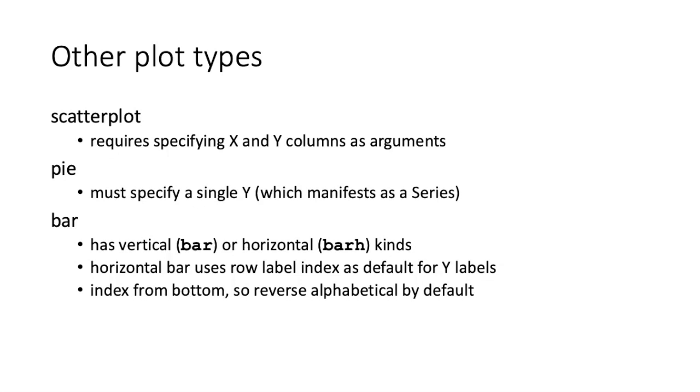In the previous video, we saw that the pandas plot method defaults to a line graph. We can specify several other kinds of plots, either by using a different method or by specifying the kind equals argument in the plot method. For a scatter plot, we need to specify what are the x and y columns as arguments.